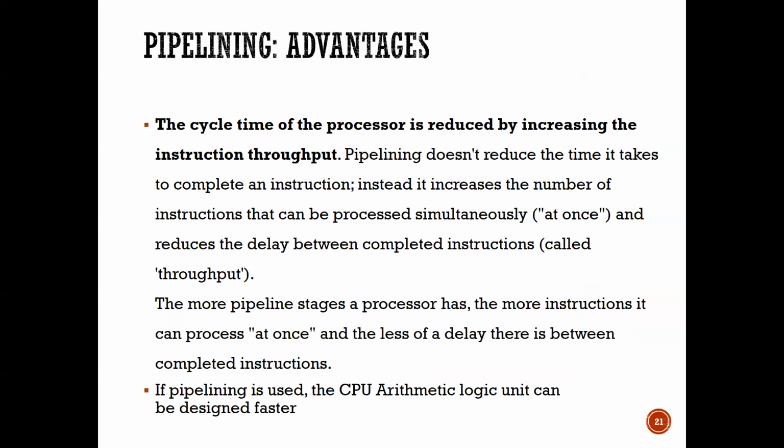Advantage of pipelining. The cycle time of the processor is reduced by increasing the instruction throughput. Pipelining does not reduce the time it takes to complete an instruction. Instead, it increases the number of instructions that can be processed simultaneously and reduces the delay between completed instructions. The more pipeline stages a processor has, the more instructions it can process, and the less of a delay there is between completed instructions. If pipelining is used, the CPU arithmetic logic unit can be designed faster.